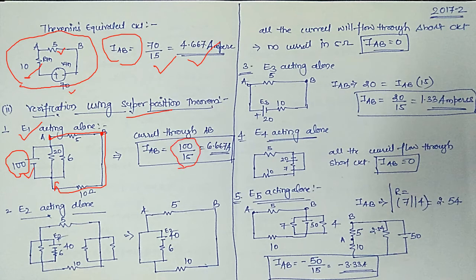Why 100 divided by 15? Because this 5 and 10 are in series with each other. Hence 100 by 15 will yield you 6.667. So mark it, this is equation number 1. Maybe you can call that.